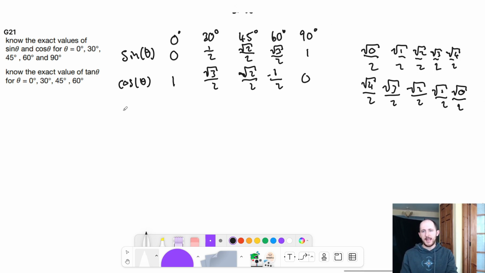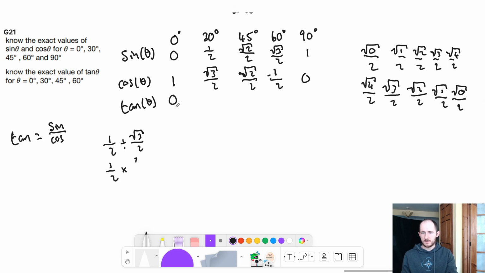Now tan is a little bit of a more difficult one. Now you might notice that I might actually give you more than what you need. Here's the hint. Tan is equal to sine over cos. So all I'm going to do is divide these two things. So 0 divided by 1 gives me 0. A half divided by root 3 over 2, it just flips the fractions, right? You change that to a times, which equals 1 over root 3.